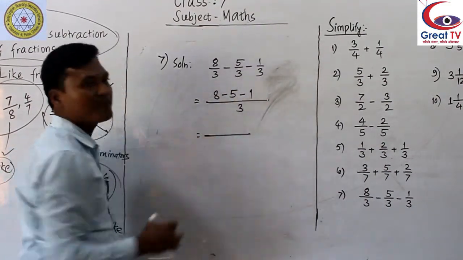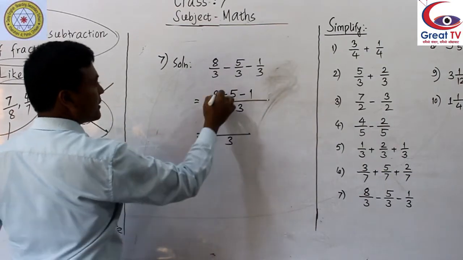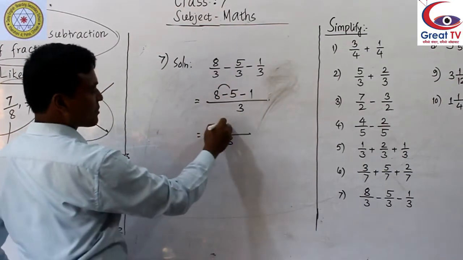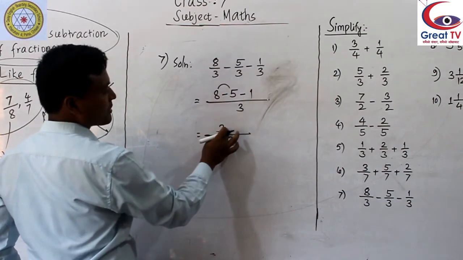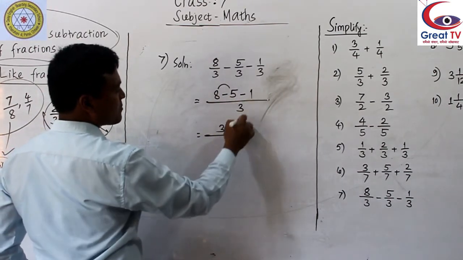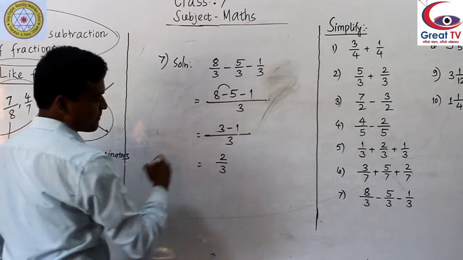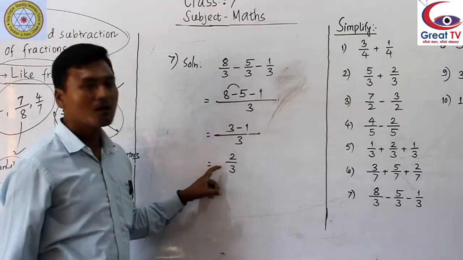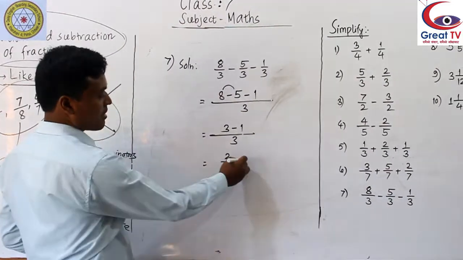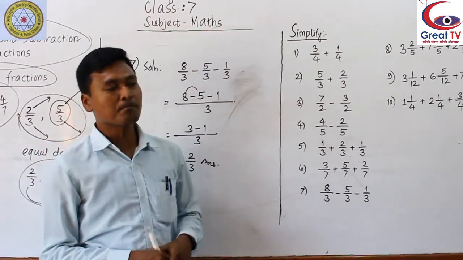Then after, simplify the numerator. In the numerator, the denominator 3 stays the same. 8 minus 5 gives 3. This minus sign over here, 1. 3 minus 1, 2 by 3. And if it is in simplest form, we can't reduce it. So this is the answer. So up to here the answer is very, very simple.